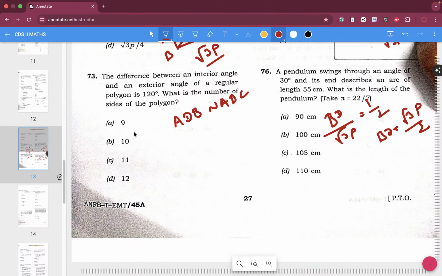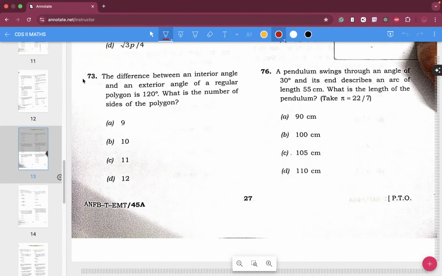Now over here, question number 73. The difference between the interior and exterior angle of a regular polygon is 120. That is what they are saying. So the sum of the interior and exterior angle will be 180 degrees only, isn't it?